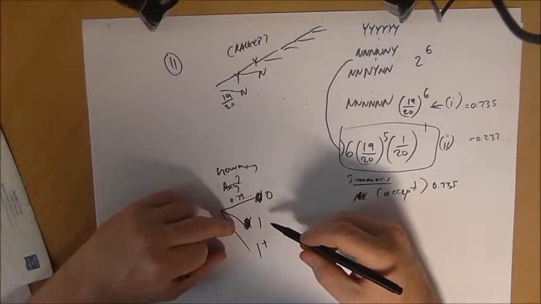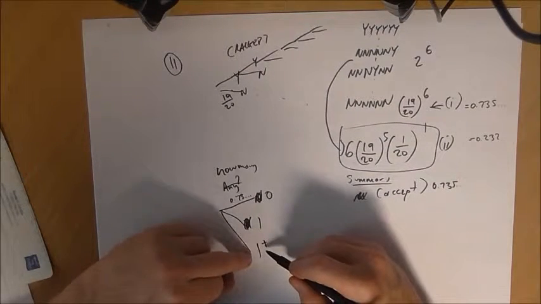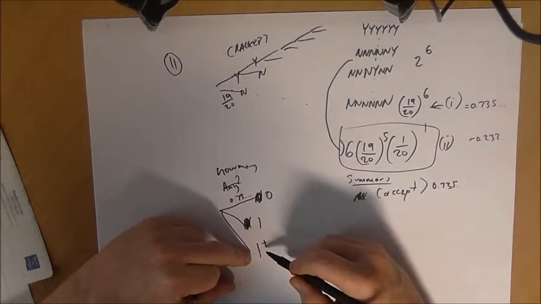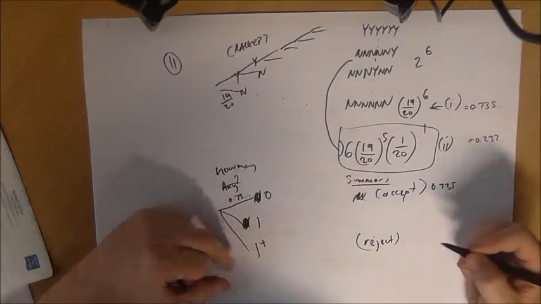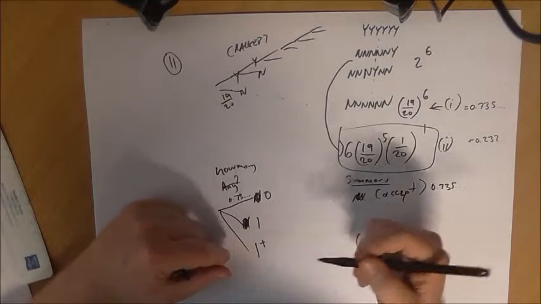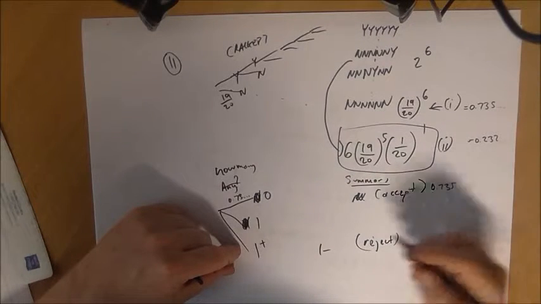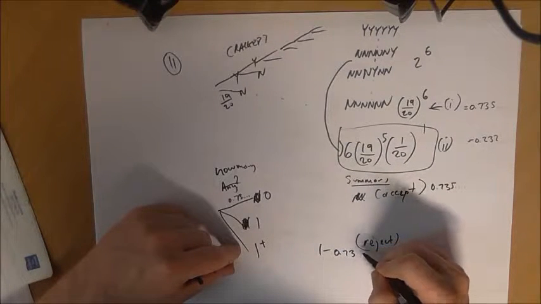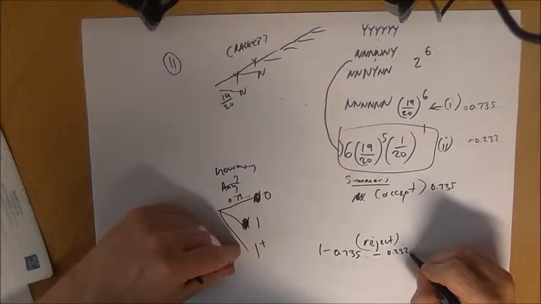If there's exactly 1, we'll deal with that in a second. If there's more than 1, then it's just straightforward reject. What's the probability of there being more than 1? It's 1 minus the probability of these two. So 1 minus 0.735 minus 0.232.